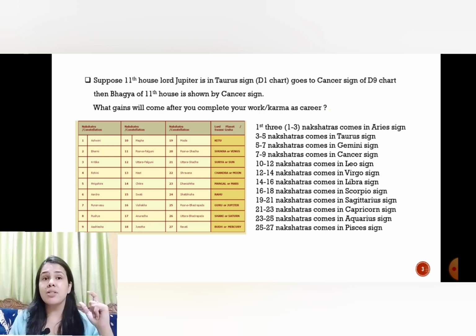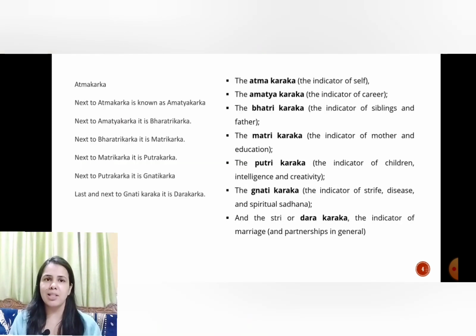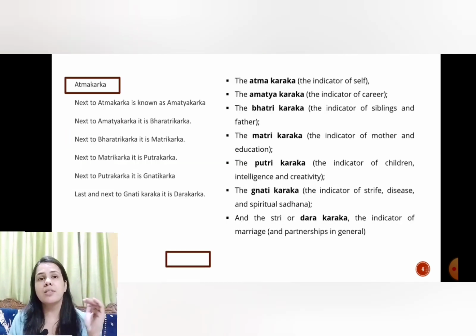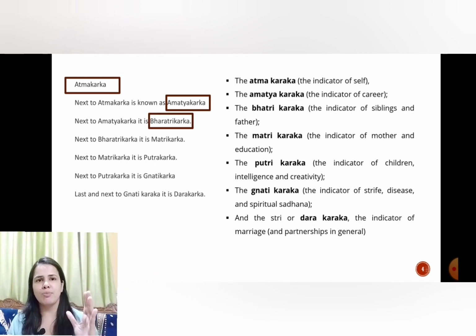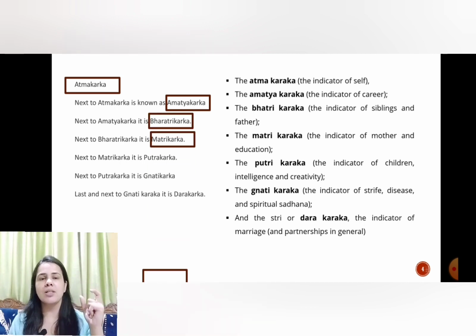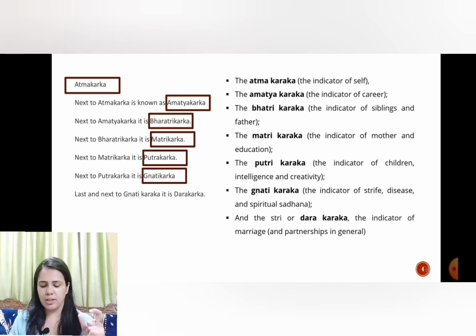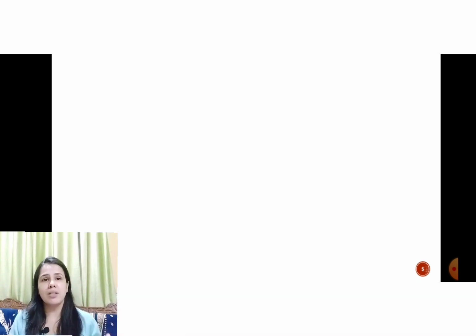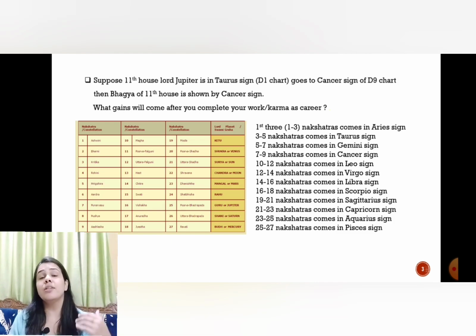Then you need to understand Atmakarka, Amatyakarka, Bhatrikarka, Matrikarka, Putrikarka, Gnatikarka, and Darakarka. These are based on degrees. Except for Rahu and Ketu, all the other 7 planets have some degrees. The highest degree planet is Atmakarka, then the second highest Amatyakarka, then Bhatrikarka, Matrikarka, Putrikarka, Gnatikarka, and the lowest degree planet is called Darakarka. These are very important things before you understand any divisional chart.